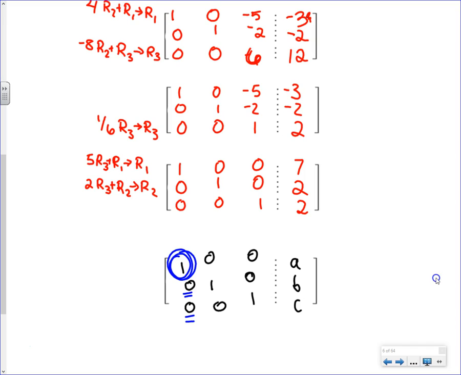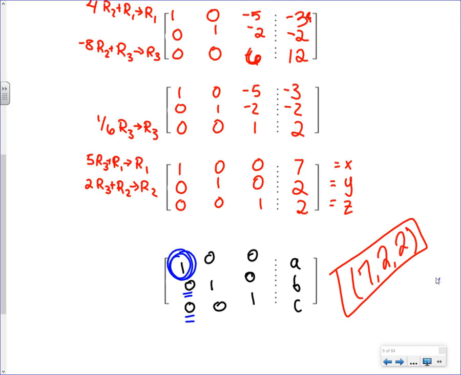If you're able to get it to the identity matrix, what you've just done is figured out that this top number is your x. 1x plus 0y plus 0z is 7. The second one is your y. 0x plus 1y plus 0z is 2. This third one is z. 0x plus 0y plus 1z is 2. Final solution, 7, 2, 2. But you're trying to see if your calculator can show you the same thing, aka if we're right. Jacob, what's your question first, though?